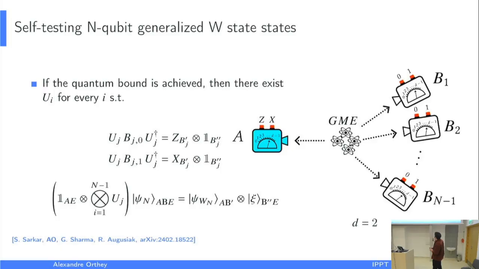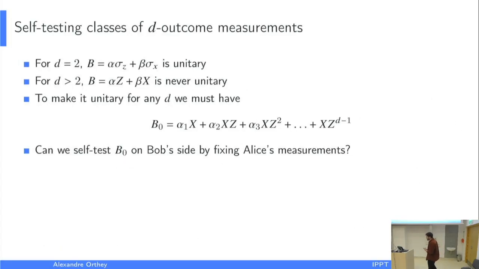OK, so now, classes of D outcome measurement. We know that for dimension 2, you can write a linear combination between Z and X. You take Z and X, there are constants that you can put there, alpha and beta. It doesn't matter. You can find it as a unitary operator. And if you go to higher dimensions, there is no way that you can put a linear combination between Z and X only that is going to be unitary. That cannot be done. But to make it unitary, you can add all these operators from the Heisenberg-Weyl basis, X times Z squared, until D minus 1.